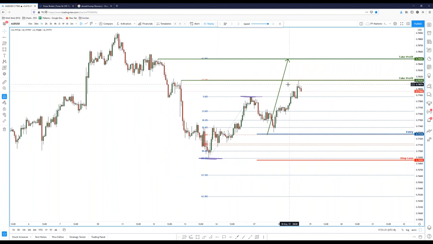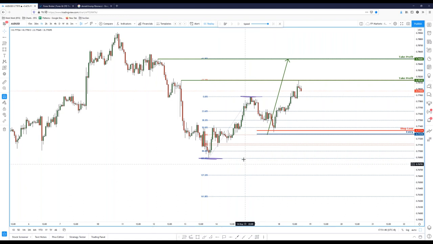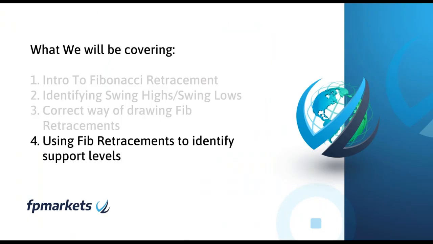Now that it touched my first take profit, what I will do is close out 50 to 75% of my trade, move my stop loss to break even, and protect my entry. Let the remaining position ride all the way to the top. That is more about risk and trade management already. So this is how I would use Fibonacci to trade.